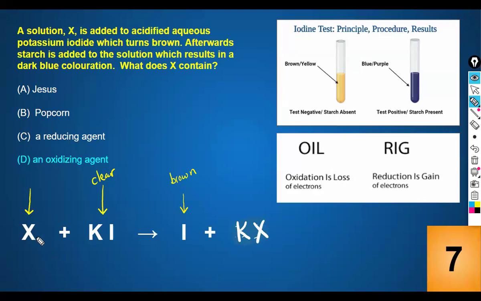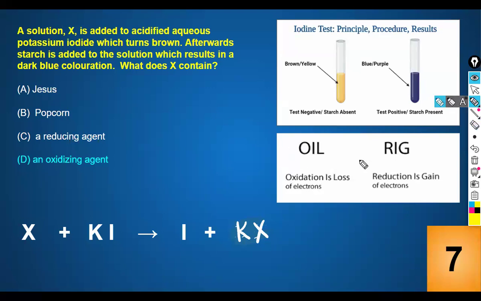This is what happened. The X kicked out iodine, and now iodine is by himself. So we're trying to figure out what is happening in this question. This is an oxidation reduction reaction, right? Better known as a redox reaction. So let's work out the charges here.